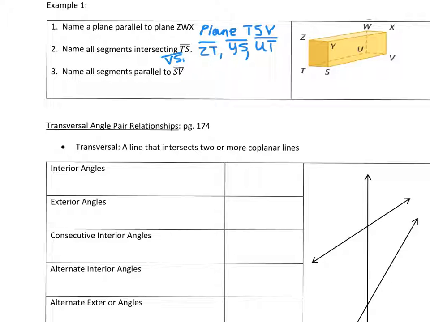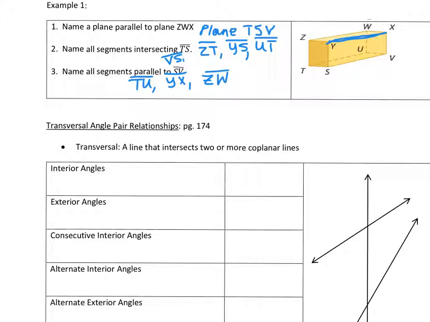But if I talk about the line segments parallel to line segment SV, I could talk about line segment TU. I could talk about line segment YX, talking about this line segment here. I could talk about line segment ZW.